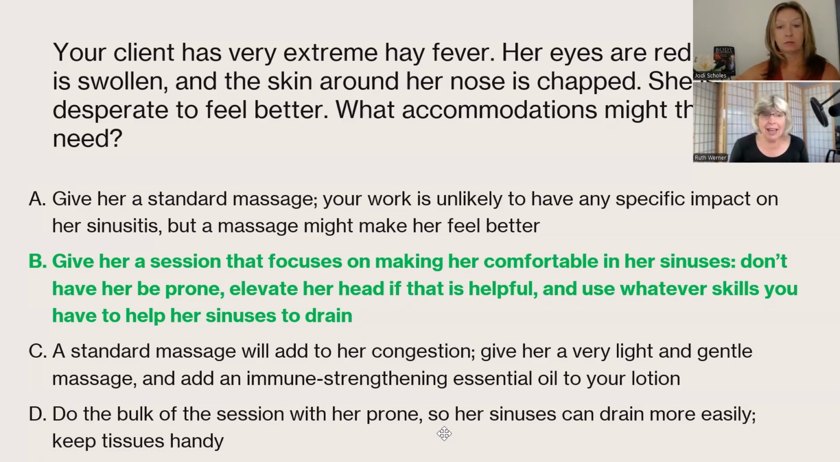If you know anything about facial work to help drain the sinuses, that's a great gift. If not, just make her as comfortable as possible, which generally means not being face down and elevating her head a little bit. Very good. Mostly Bs in our chat. Good.